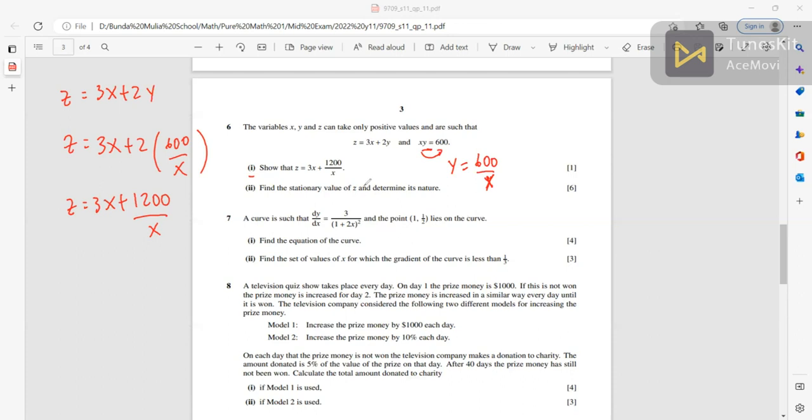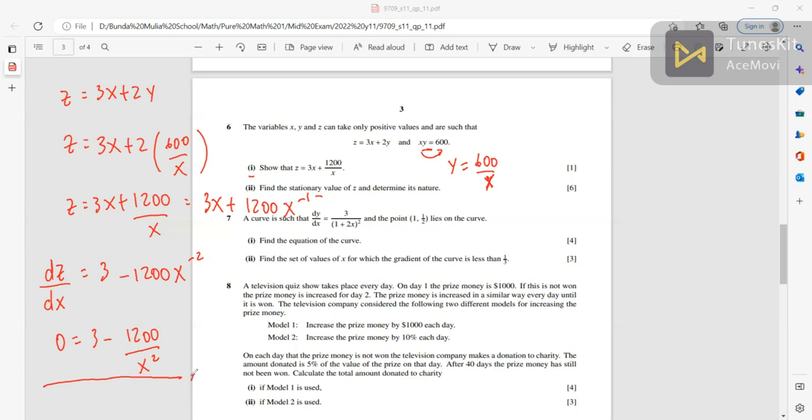So we have to find the differentiation, dz over dx. I change this first to indices, so 3x plus 1200 x power minus 1. When I do the differentiation, I got 3 minus 1200 x power minus 2. For the stationary value, the differentiation will become 0. So 0 equals 3 minus 1200 over x squared.